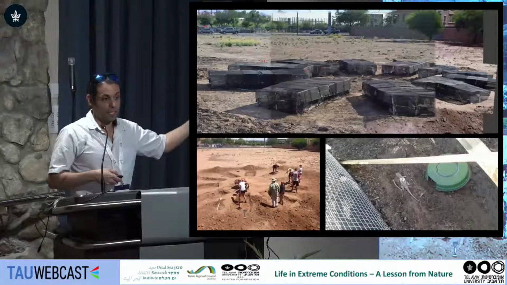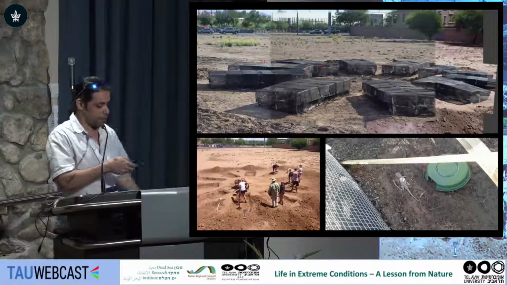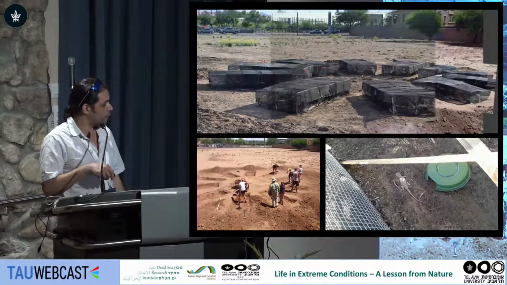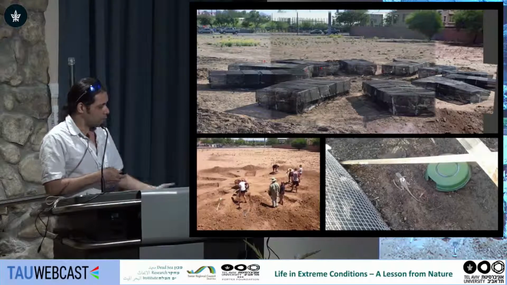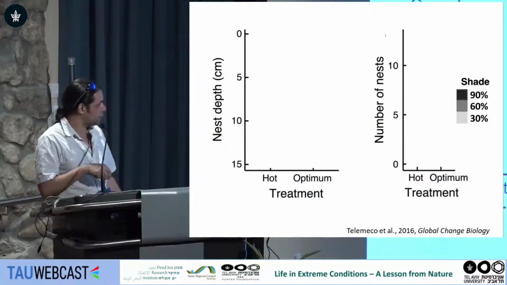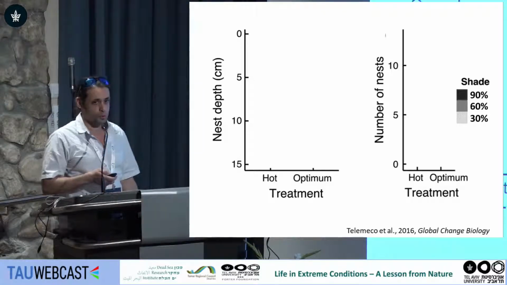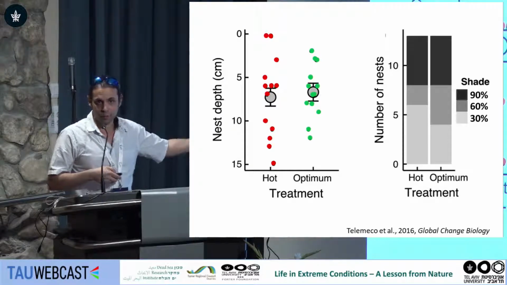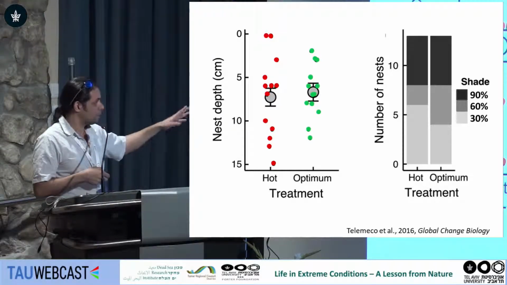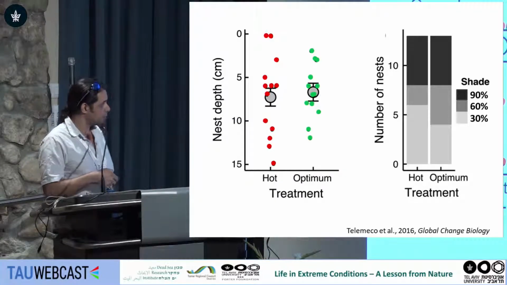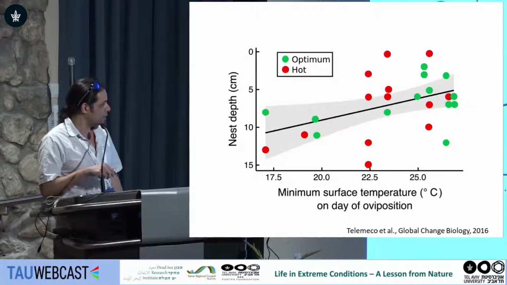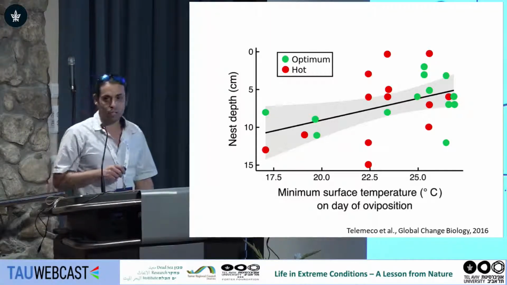So we did another experiment. At Arizona State University, we created all these enclosures with different shade conditions. We collected females in the field, and we exposed some of the females to hot conditions, and some of the females to optimum conditions. We didn't find a significant change in the behavior of the females. There's a lot of variation, but there was no significant effect of the treatment. We actually found an opposite pattern to what we thought would happen. On days where the minimum surface temperature was higher, they actually laid their eggs in shallower nests.